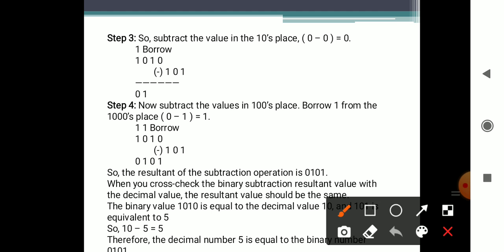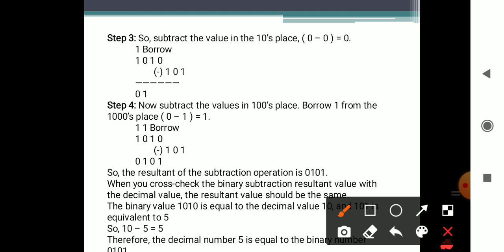So 0 minus 0 gives 0. Now 0 minus 0 gives 0. Now again on the fourth step, subtract the values in the hundreds place. In the hundreds place, borrow 1 from the thousands place, that is 0 minus 1 equal to 1. So the result of the subtraction operation is 0 1 0 1.